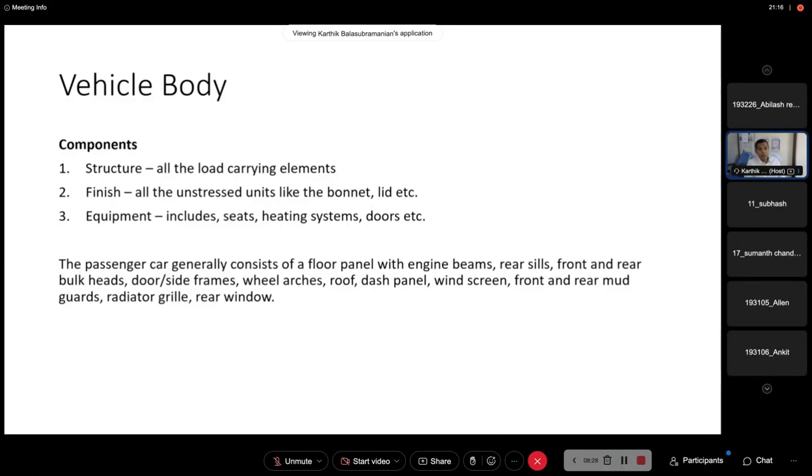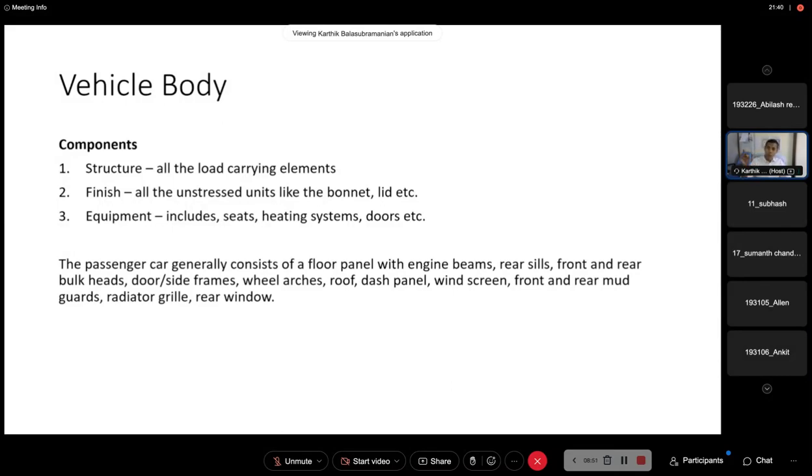So a passenger car generally consists of a floor panel with engine beams, rear sills, front and rear bulkheads, wheel arches, roof, dash panel, windscreen, front and rear mudguards, radiator grille, rear window. I urge you to go through the different components of the vehicle body. You can find it online. Just study about it, every part has a different name.